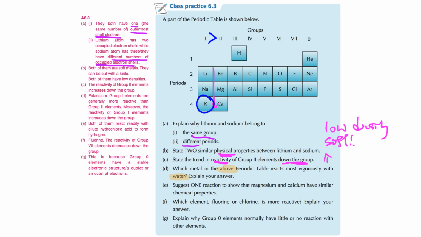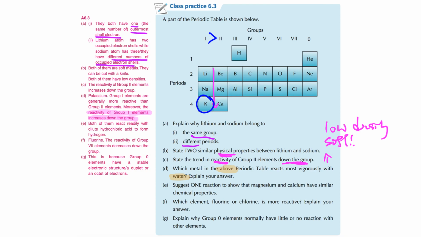So do remember when you try to explain why it's like that, do mention that the reactivity of group 1 elements increases down the group. This statement is very good to help you explain which one you think is more reactive.